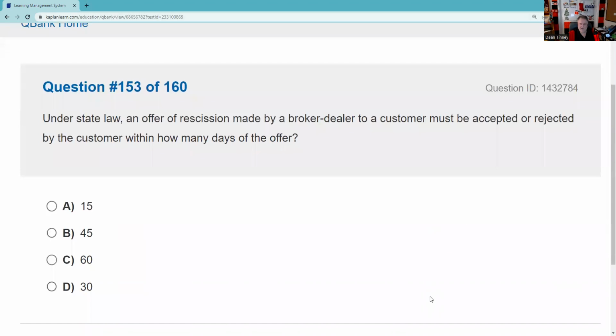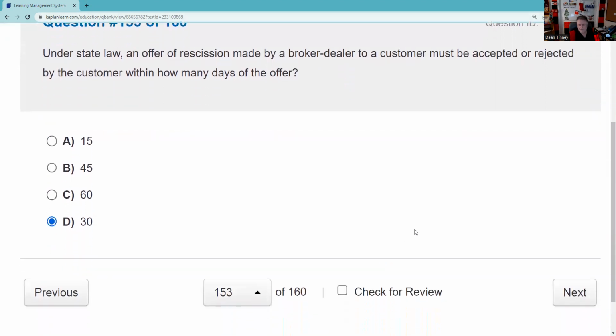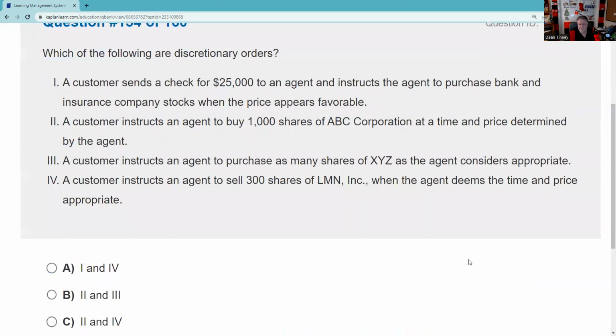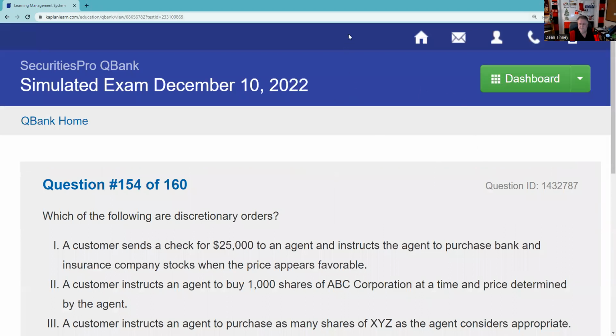Question 153. Under state law, an offer of rescission made by a broker-dealer to a customer may be accepted or rejected by the customer. How many days? That is 30 days. The SEC is God and state administrators think they are. The Uniform Securities Act, if we haven't properly blue skied, that means registered with the state, we might have to offer a right of rescission.